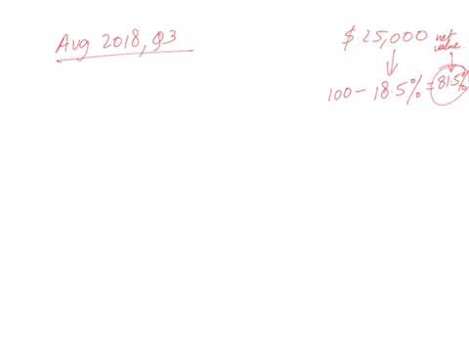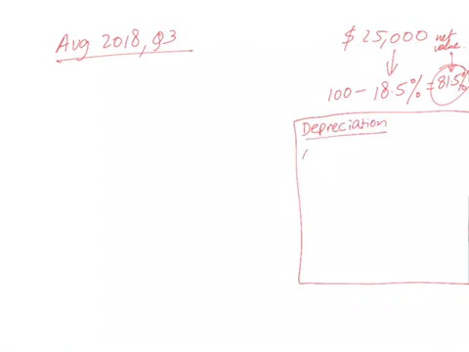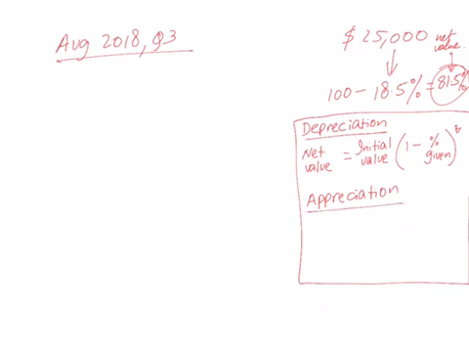So basically what we can do, and this is a method that you could use every time. Whenever you have depreciation, your net value is equal to the initial value times 1 minus the percentage given, to the exponent t. And for appreciation, if your value is increasing, it's the same formula, the only difference is the subtraction becomes an addition, right? So let's write that formula, right?